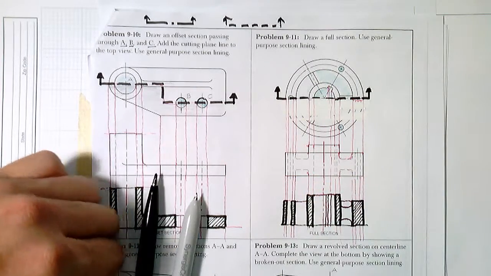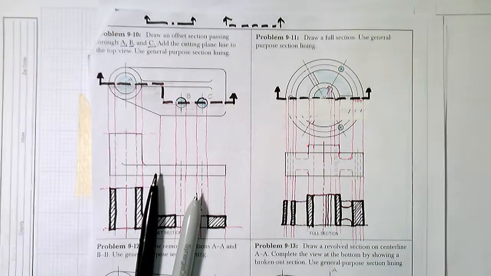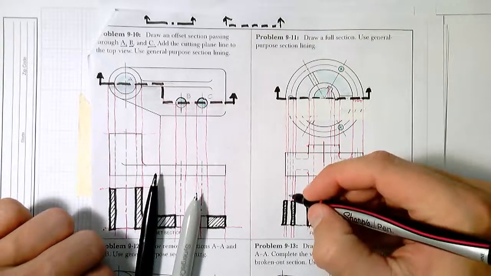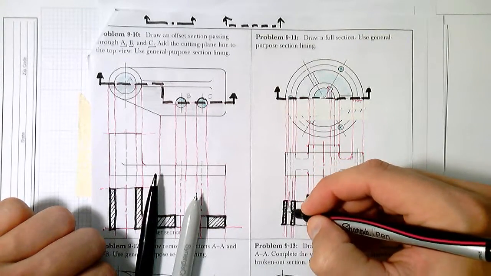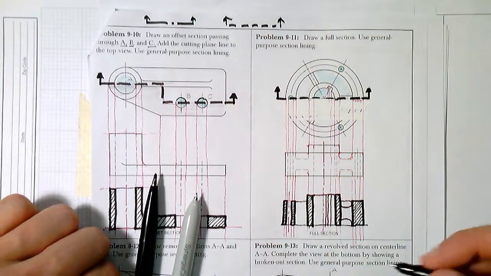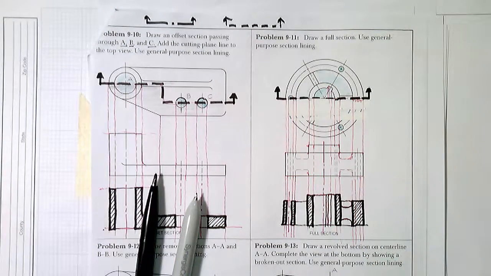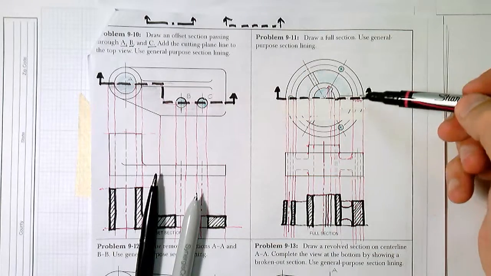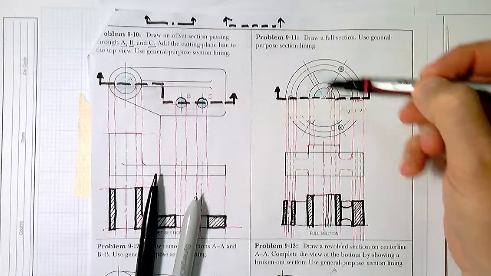And then if you have the room, you would come in and show the center lines for this drilled hole to really make the drawing pop out. And there's your full section view. Notice it's asymmetrical because we cut a section that doesn't cut through everything the same.